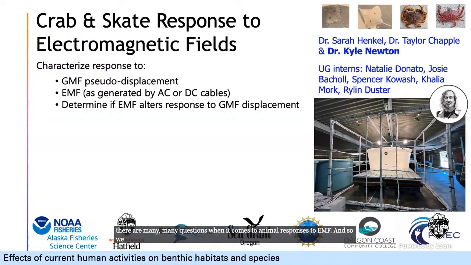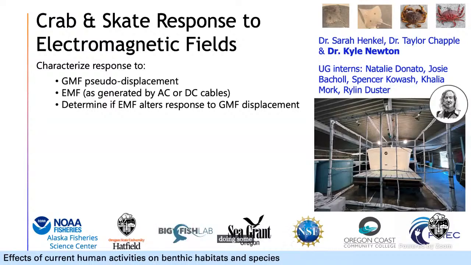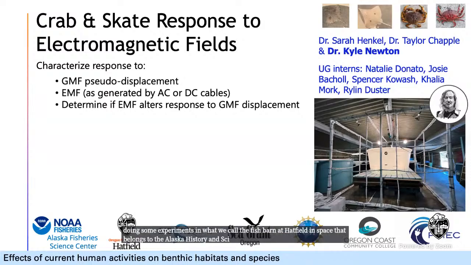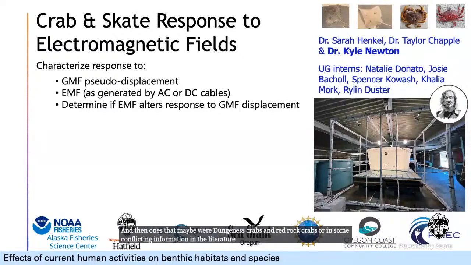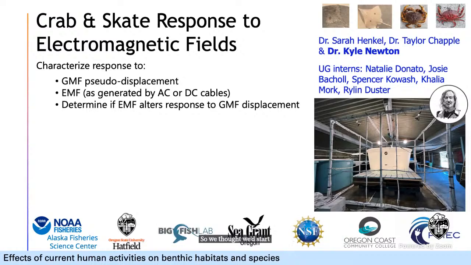We began this by doing some experiments in what we call the fish barn at Hatfield. It's space that belongs to the Alaska Fisheries Science Center, so we really appreciate them. We started with some species that we were pretty sure were electromagnetosensitive, so skates, and then ones that maybe were, Dungeness crabs and red rock crabs. There has been some conflicting information in the literature, but they're species that people really, really care about. So we thought we'd start with those.